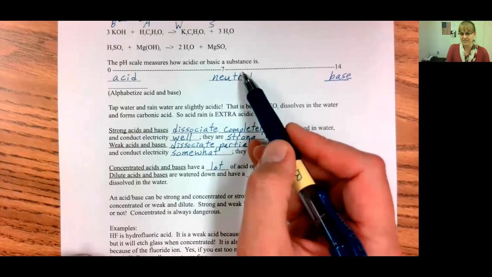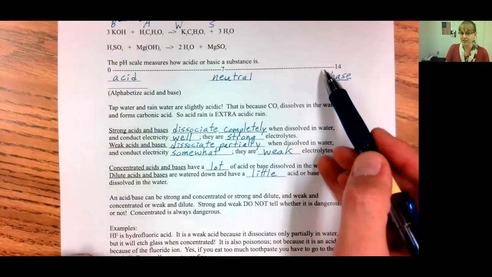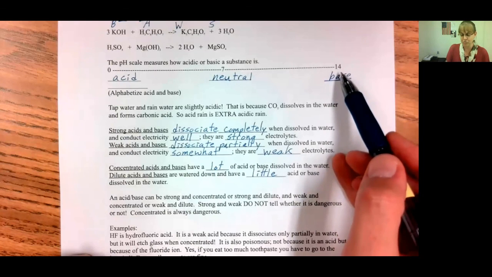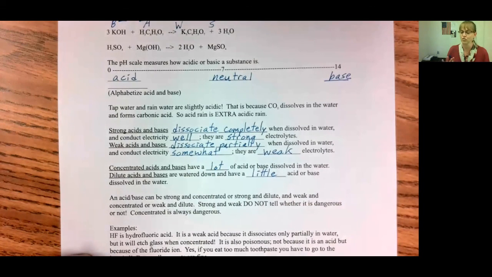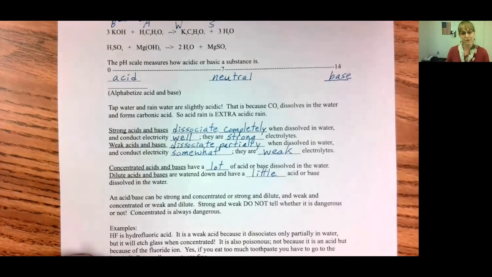8 would be just slightly basic, a little more basic, but not much at all. By the time you get to a pH of 13, it's very, very, very basic, and by the time you get to a pH of 14, it's extremely basic. So that's what the pH scale is talking about. This is the same pH scale that you use when you're testing your swimming pool to see if it's safe to swim. If it's too acidic or too basic, it will burn you.